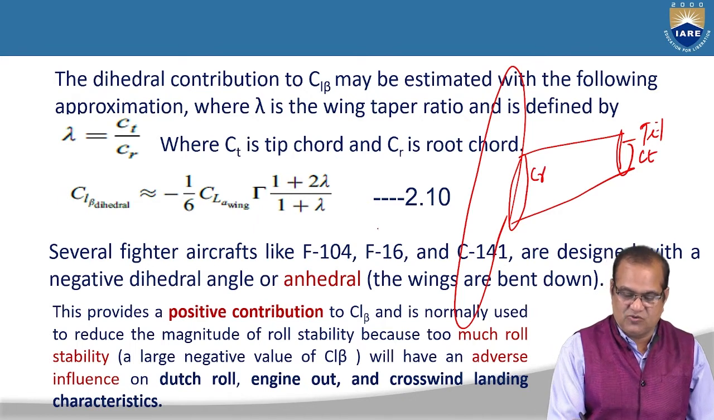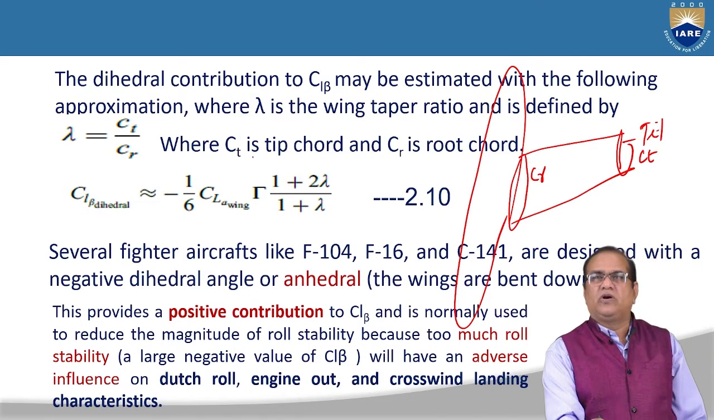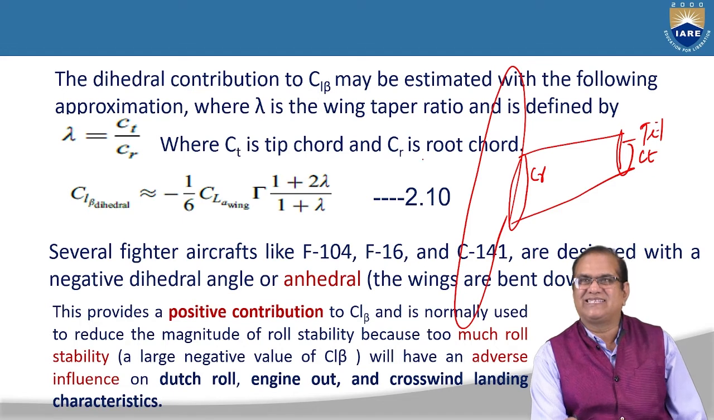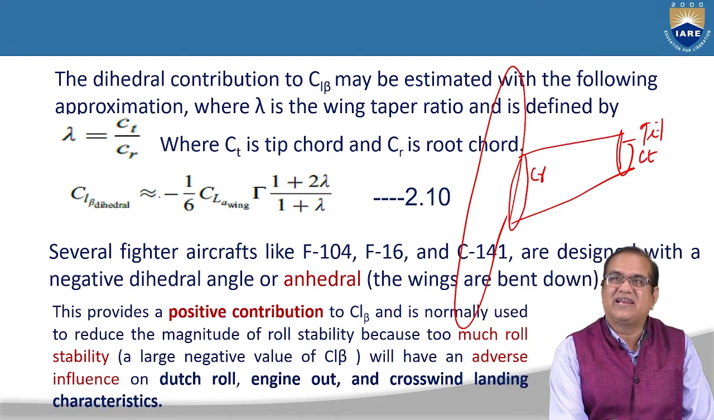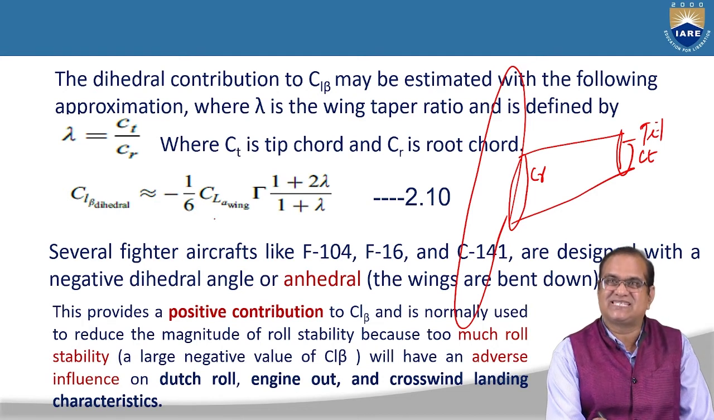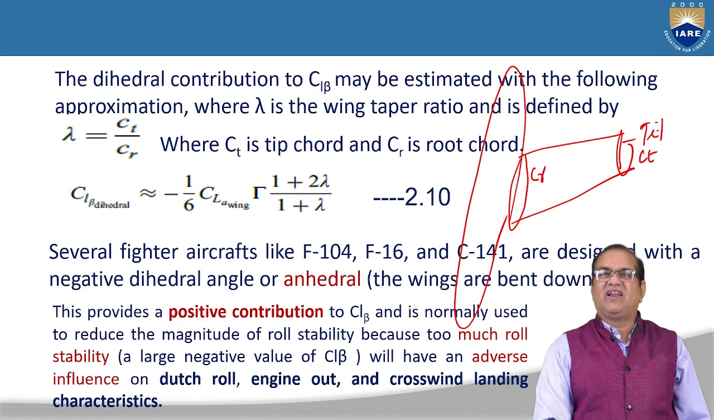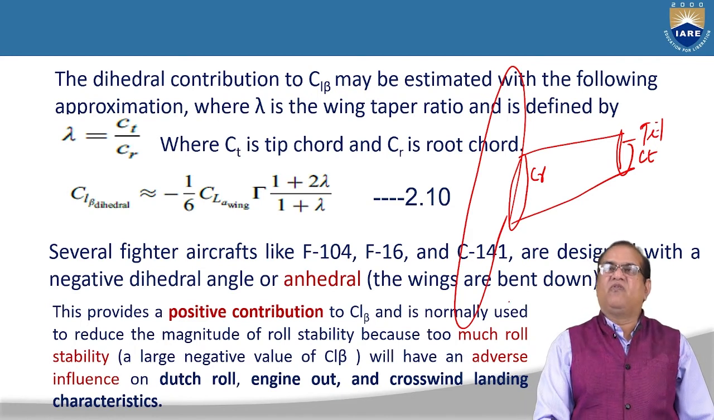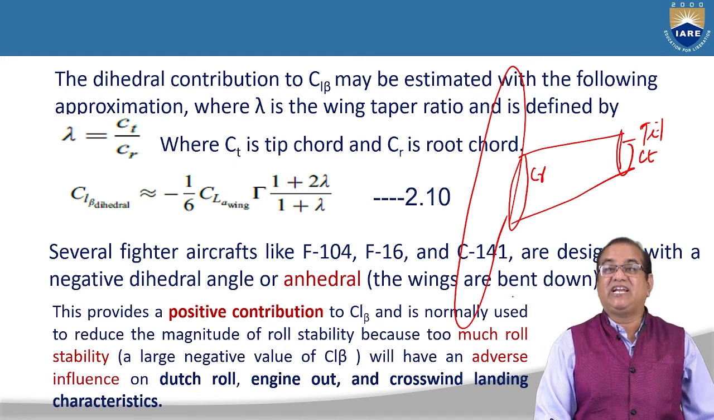So this lambda is equal to the ratio of tip chord to the root chord, and it will always be less than 1. So CT is the tip chord and CR is the root chord, and the CL beta dihedral we can calculate by minus 1 by 6 CL alpha wing gamma times (1 plus 2 lambda) by (1 plus lambda). This is the equation. Several fighter aircraft like F-104, F-16 are designed with a negative dihedral.